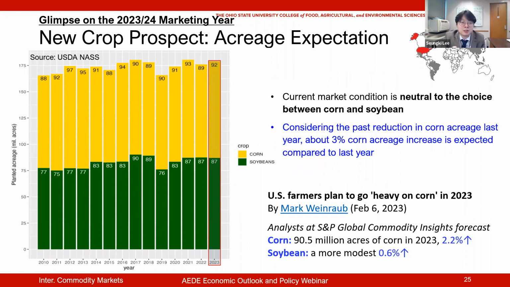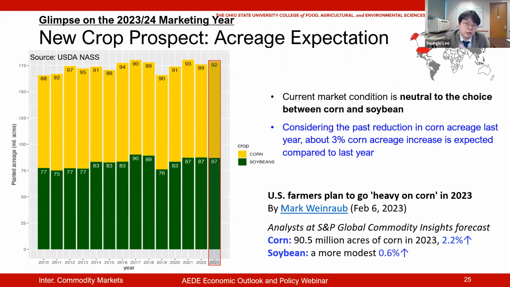And now let's talk a little bit about the new market year. This is new crop prospects and acreage expectation. The left figure is the corn and soybean acreage, and the numbers inside indicate the percentage between corn and soybean. The yellow side is corn and green is soybean. Considering the past reduction in corn acreage last year, and based on the USDA long-term projection, I predicted about a 3% corn acreage increase in the 2023-24 market, and no change on the soybean side.